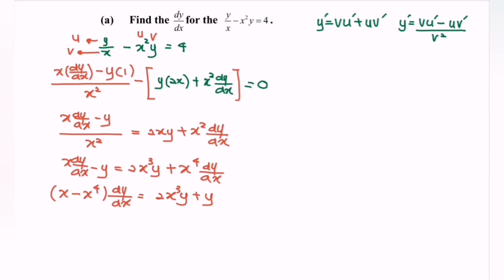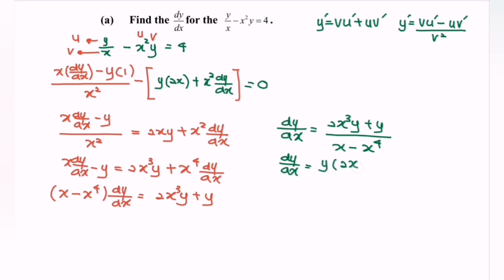So finally, the dy/dx is equal to 2 multiply with x cubed y plus with the y over x minus x to the power of 4. Or you may rewrite your answer, dy/dx is equal to y multiply with 2x cubed plus with the 1 over x multiply with 1 minus x to the power of 3.